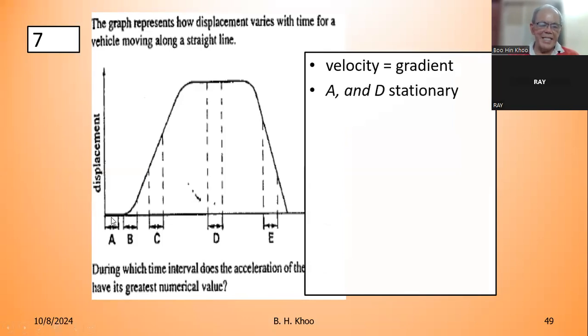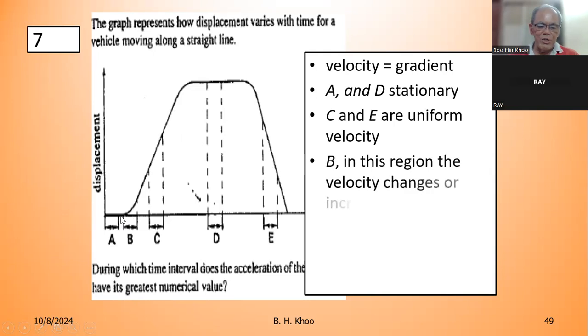A and D, part A and part D, are stationary. C and E are uniform velocity, which means no acceleration. So the one that is changing is where there's a curve, because the slope is changing. B is the region where the velocity changes or increases. The answer is B.